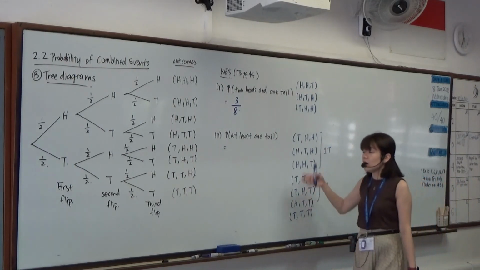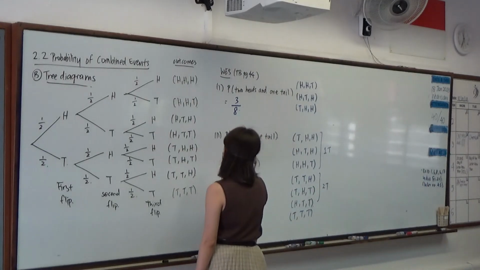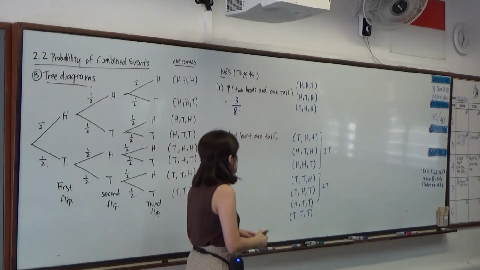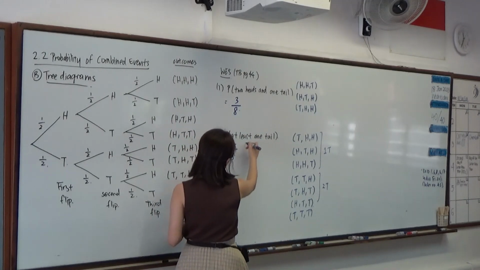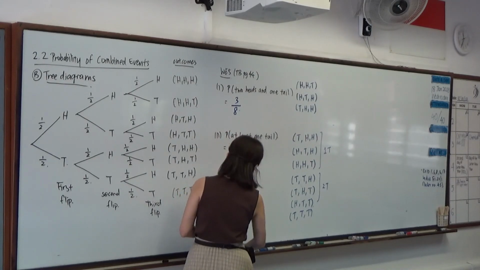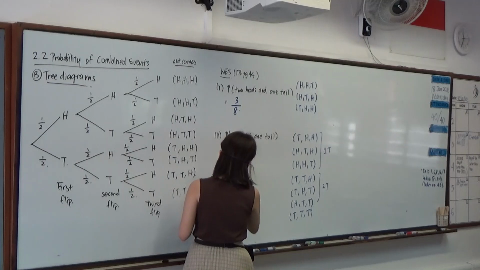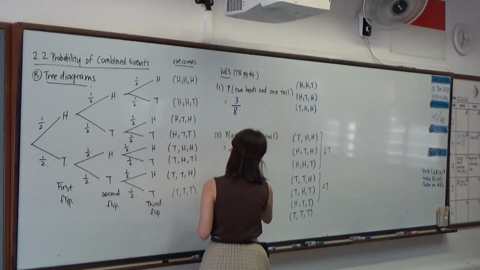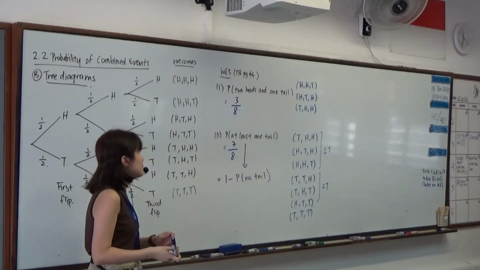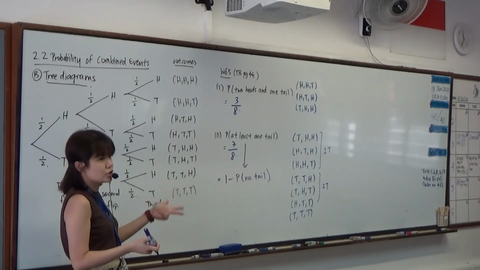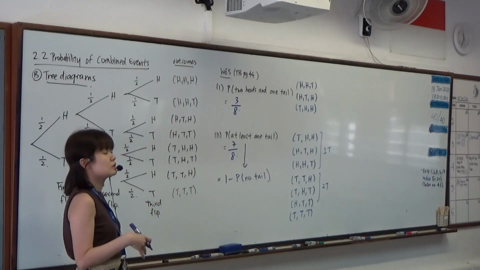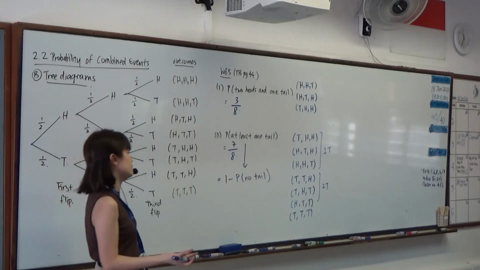If you think about all, then of course if you do it right, you will know that it's 7 over 8. But if you notice, at least 1 tail has the same idea as 1 minus the probability of no tail. Because at least 1 means that you must have 1, 2, or 3. The complement of it is actually no tail. So that means you can have 1 minus the probability of no tail.